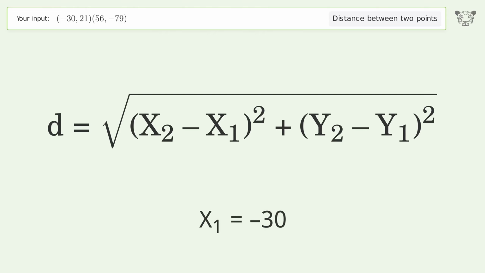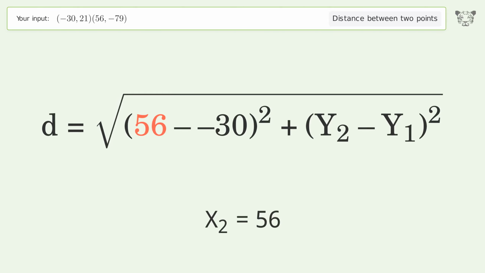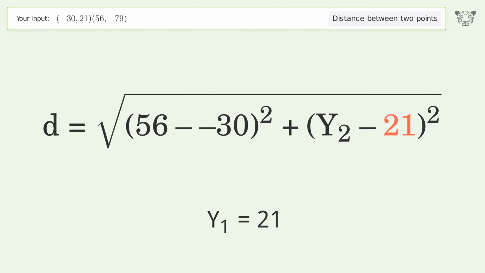x1 equals -30. x2 equals 56. y1 equals 21. y2 equals -79.